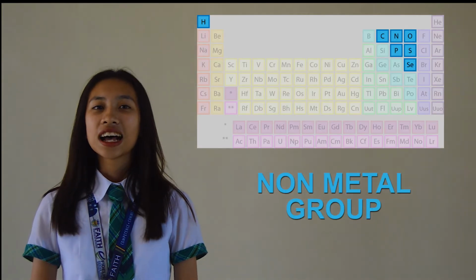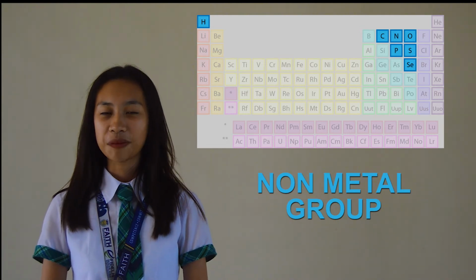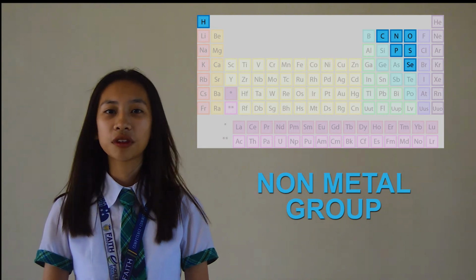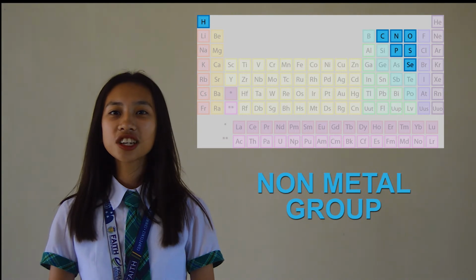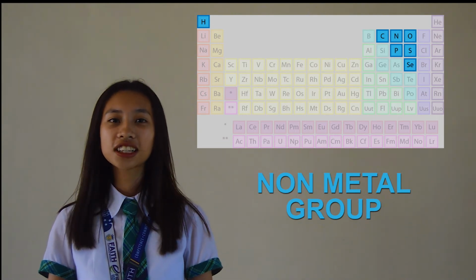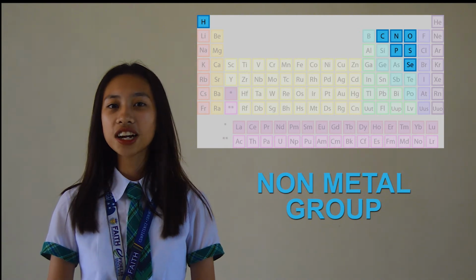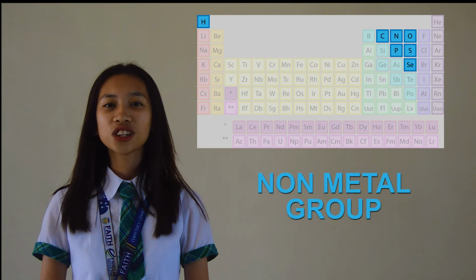We have 9 groups in the periodic table. The first one is the non-metal group. A non-metal is a substance that does not exhibit the characteristics of a metal. These elements have few physical properties in common. They can be gases, liquids, and others are solid. The atoms are generally small and contain a relatively large number of electrons in their outermost shell. In the presence of other atoms, these non-metallic atoms have a pronounced tendency to attract electrons to themselves.